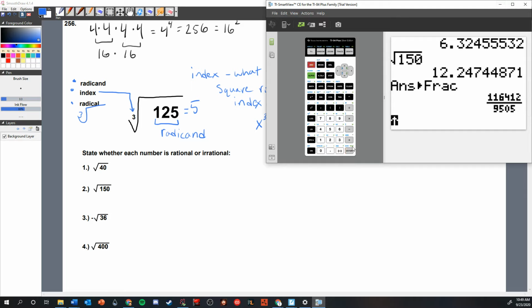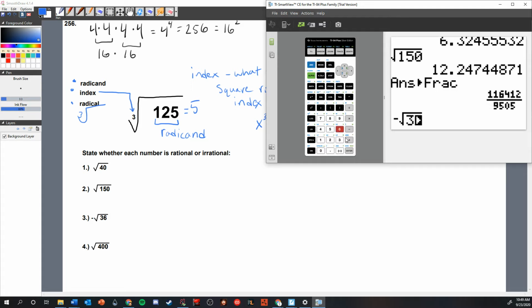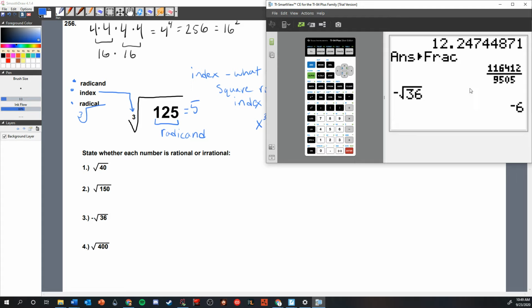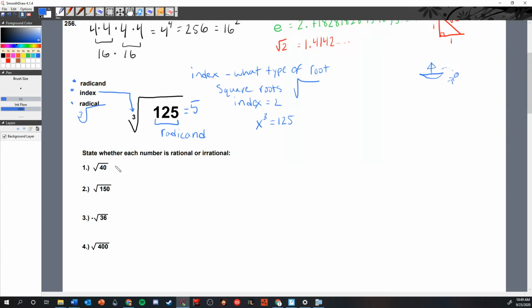Okay, let's try another one. We know that 36 is a perfect square, so if I make the square root of 36 negative, it's just going to give me a negative number. So where are we so far? We know this is irrational. We know this is irrational. This just equals negative 6, which is rational. If we type the square root of 400 in a calculator, we'll get 20, which is rational.